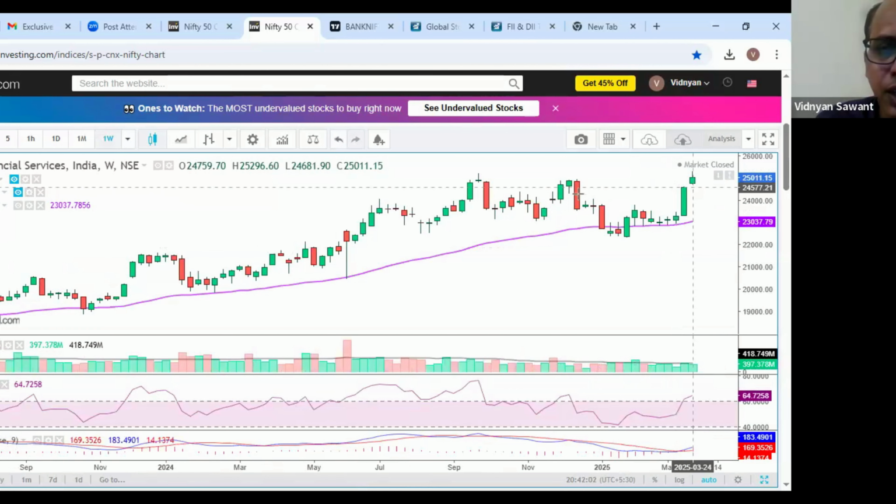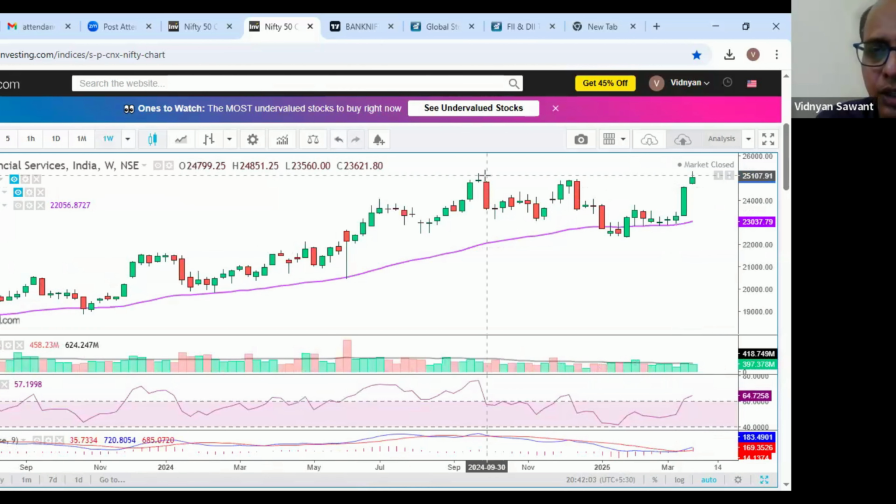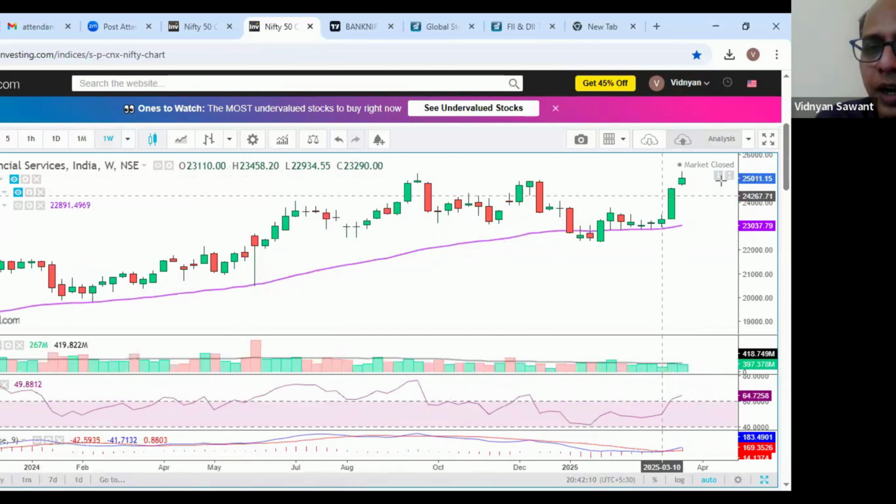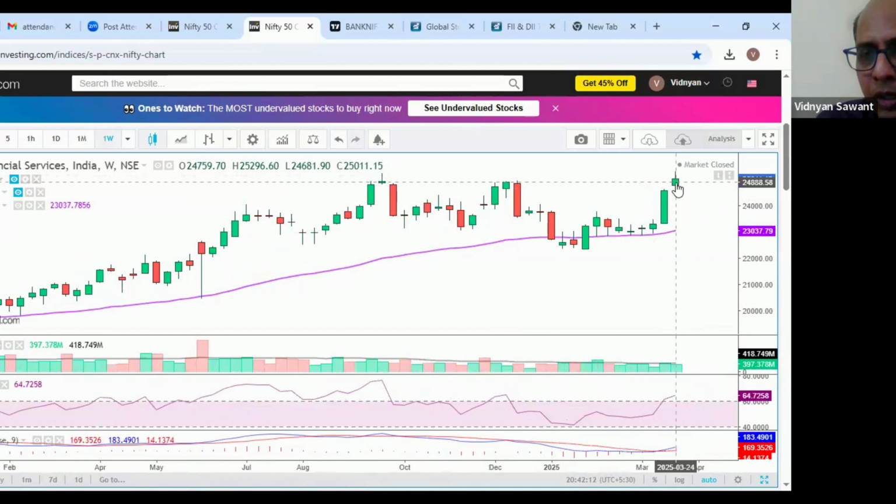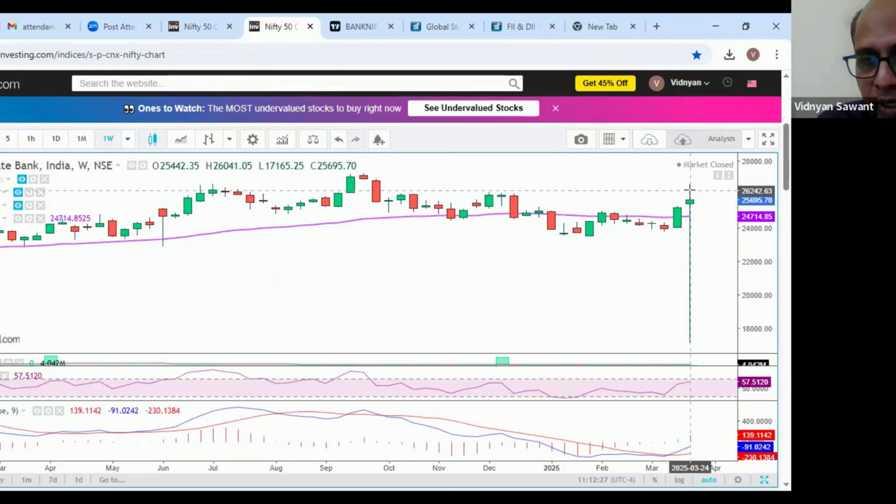Here we can see the financial services sector is trading near its life high level and showing robust momentum, with a gap-up opening in the current week as well. So Nifty Financial Services is a bullish sector. Next sector would be Nifty Private Bank. Here also we can see a higher high, higher bottom formation on the weekly chart, and it is sustaining above its previous swing high as well. So next on the bullish side is Nifty Private Bank.